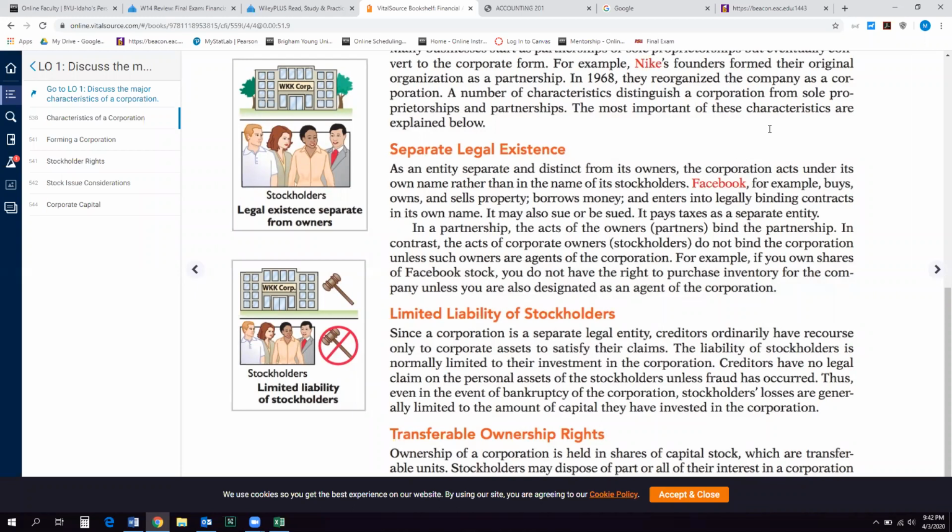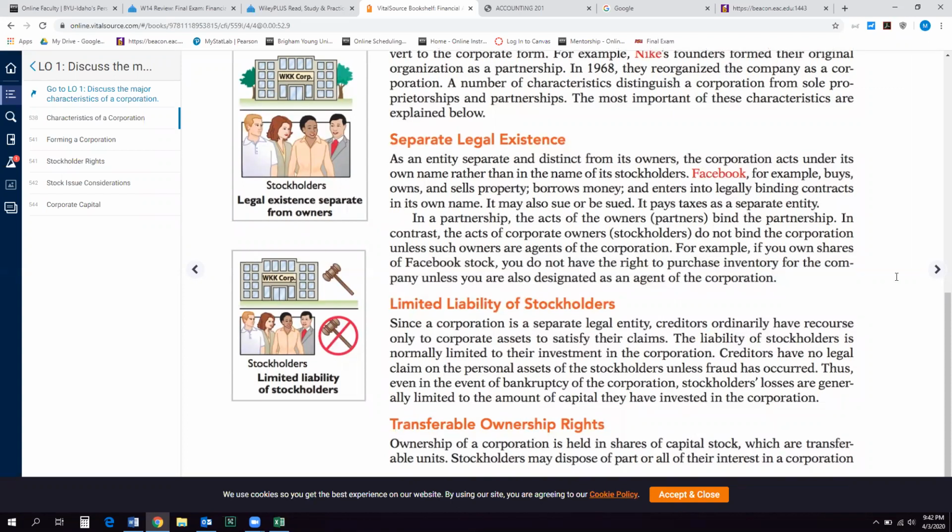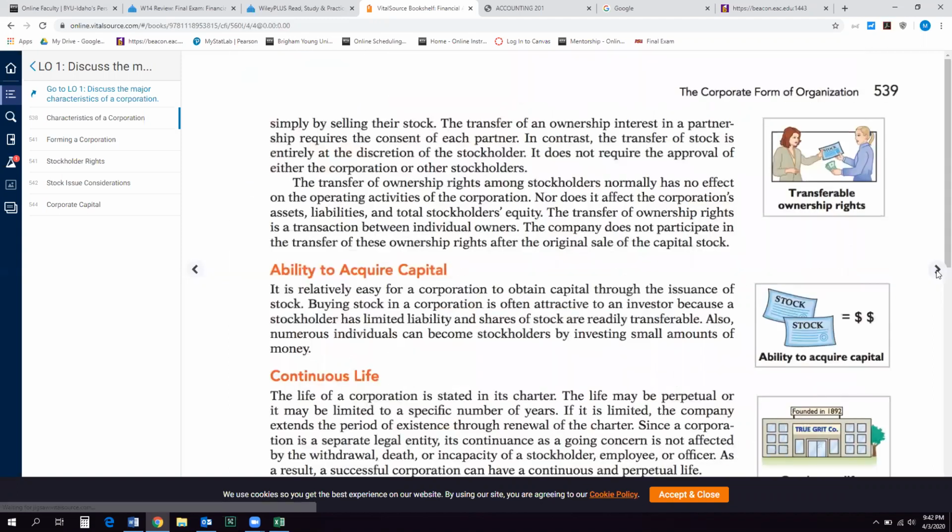First is that it's separate legal existence, meaning a corporation is like a separate entity, almost like a separate person legally. The second is that it has limited liability to stockholders, which means that the stockholders, if the corporation gets sued, their liability is limited only to the amount of their capital in the business. And then transferability of ownership rights. That means I can sell my shares of ownership in the corporation and don't even have to get permission of the other shareholders typically. The ability to acquire capital. So corporations can borrow money or issue stock to acquire capital.